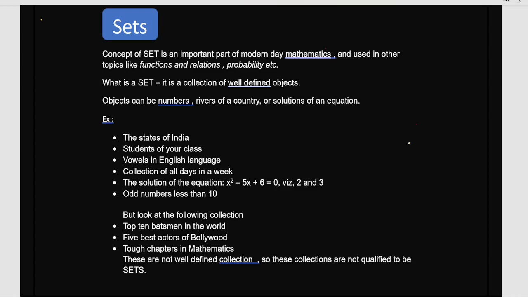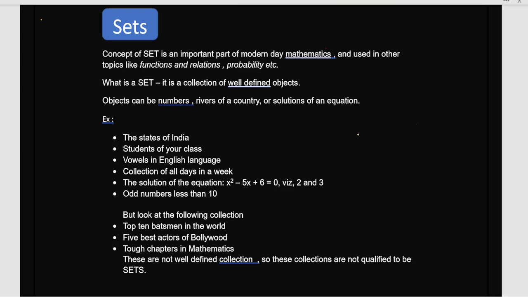The responses are the same from different persons. Everybody will give the same response. So the collection is the same for the set. What we mean by well-defined is that the collection of the elements is well-defined. So the states of India qualify to be a set.